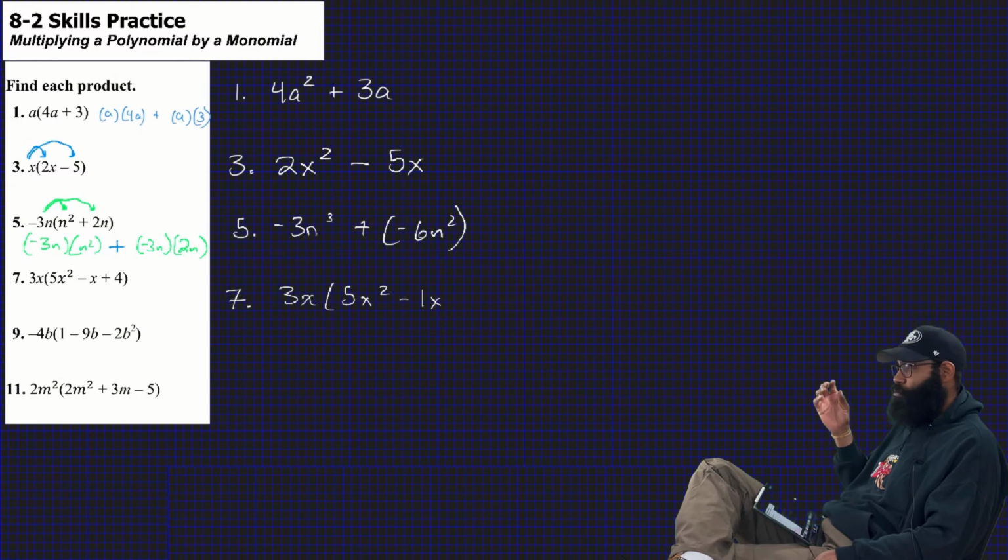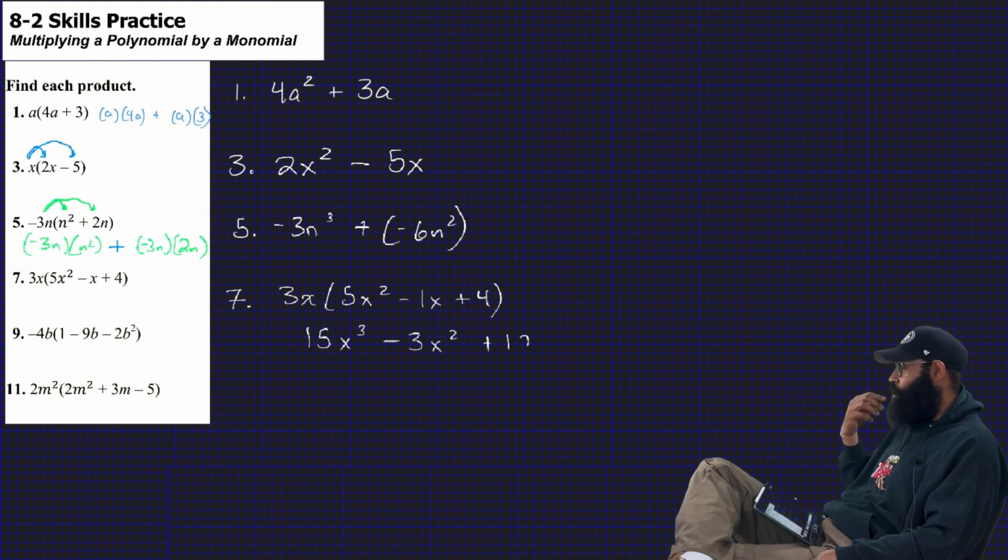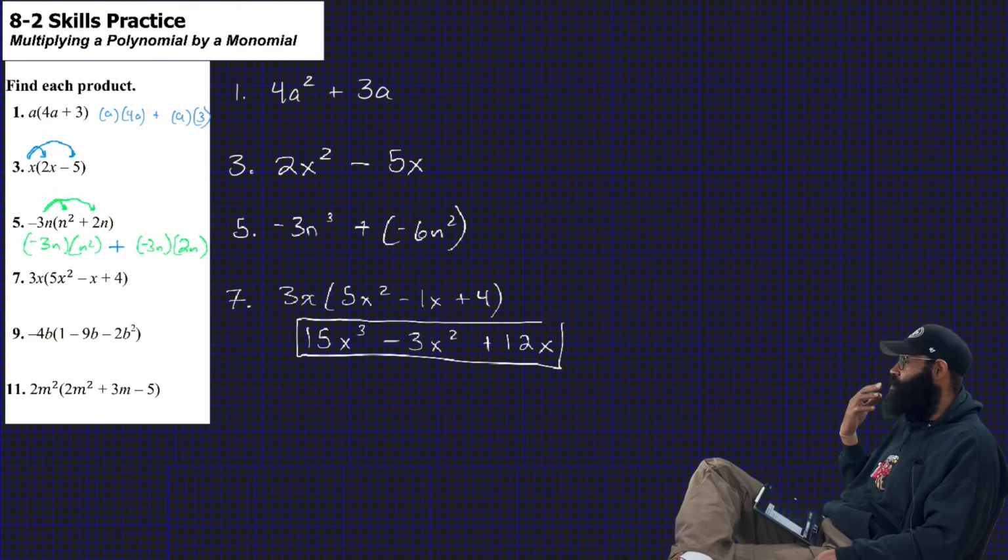For number 3, I'm writing it out because I don't want to make a mistake with the invisible one. 3x times 5x squared, 3 times 5, and of course x times x squared. 3x times a negative 1, x, negative 3x squared, and then of course 3 times 4 is 12, so 12x.